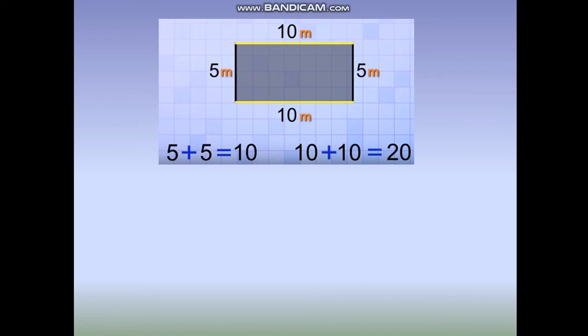Add all the sides. We have 2 widths, 5 plus 5 equals 10. Add the 2 lengths, 10 plus 10 equals 20. Add all of them, 10 plus 20 equals 30 meters. And instead of doing that, 5 plus 10 plus 5 plus 10 equals 30 meters.